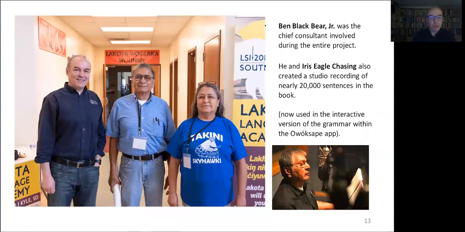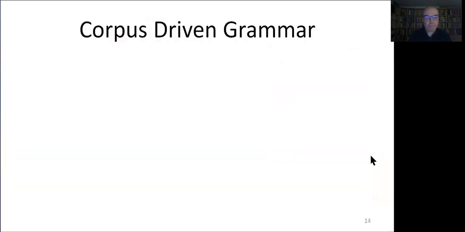Ben Blackbear Jr., who is in the middle of this picture, was the chief consultant involved with the entire project during its entire time. And he and Iris Eagle Chasing, also in the picture, also created a studio recording of all of the sentences in the book. And these recordings are now used in the interactive version of the grammar within the WalksUp app.